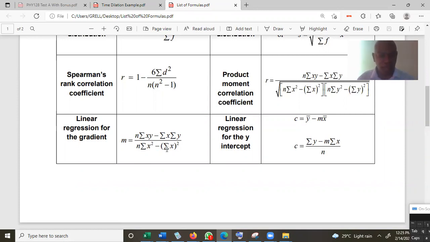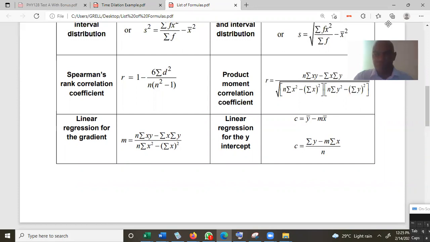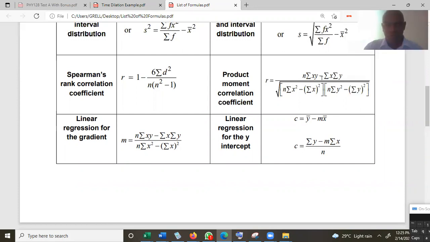Now, when you compare the m formula with the r formula, you realize the numerators are the same. And the part n times the sum of x squared minus the sum of x all squared is also identical. We call these numbers A and B. So m for linear regression in this class can be simplified to A over B. Look, A is there in the r formula, B is there, identical.